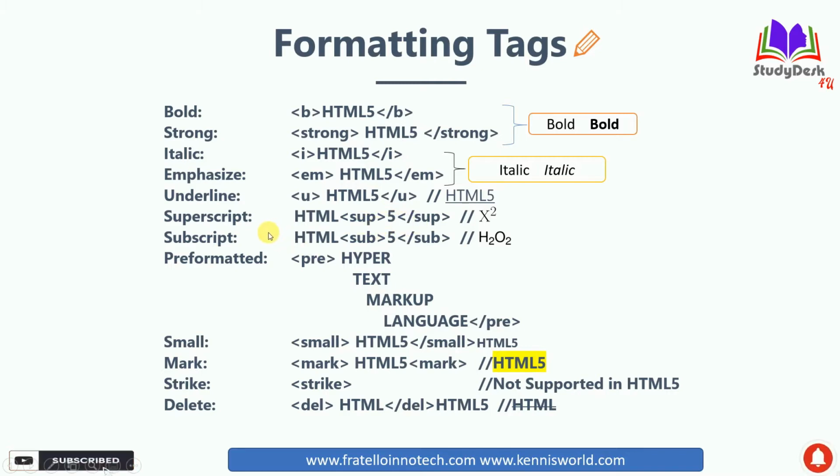And the next one, subscript. This is used to define text half a character below the normal line. For example, if you want to display 5 in the subscript part, you can use this 5 between the sub tags. Here, for example, I have taken H2O2, where 2 is in the subscript part. So if you want 2 like this, use 2 in between the sub tags. And the next one is the pre tag. By using this pre tag, we can give a fixed width font and it preserves both spaces and line breaks.